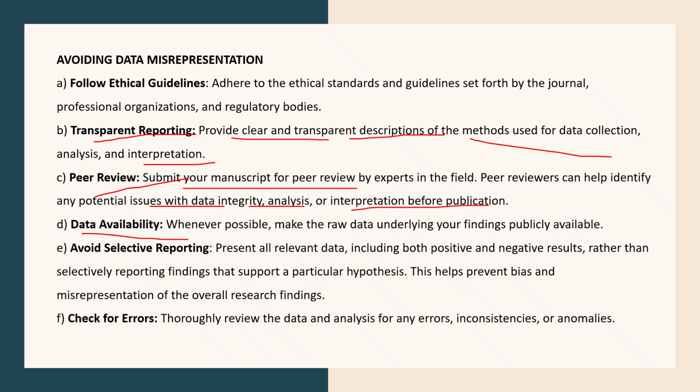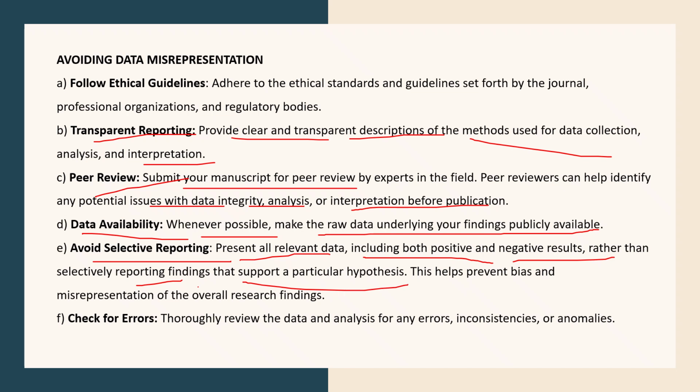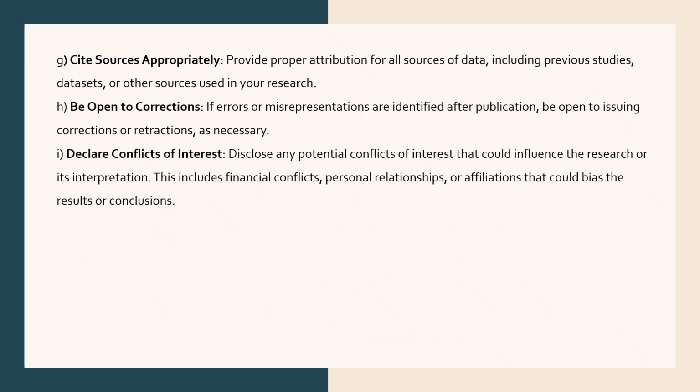Data availability: whenever possible, make the raw data underlying your findings publicly available. Okay. Avoid selective reporting: present all relevant data, including both positive and negative results, rather than selectively reporting findings that support a particular hypothesis. Should never do selective reporting. Check for errors: thoroughly review the data and analysis for any errors, inconsistencies or anomalies. Then you have cite sources appropriately. Citing sources should be very appropriate.